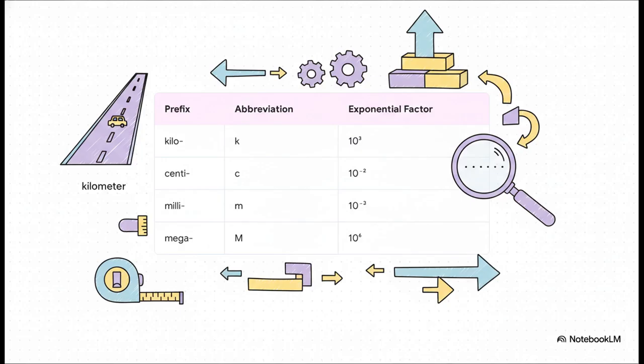And you already know a bunch of them. Kilo means 1,000. So a kilometer is just 1,000 meters. And centi means 100th, which is why you have 100 centimeters in a meter. It's just a really elegant and simple way to scale things.